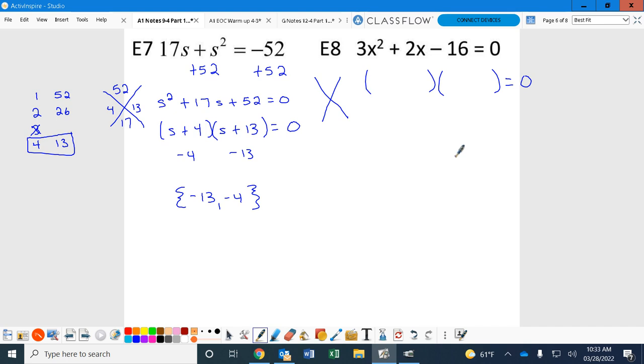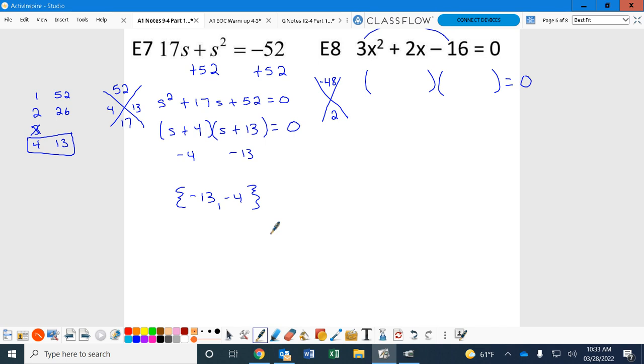What do you do to get the number that goes on top of the diamond? It's not -16. You have to multiply that 3 times that -16. Good, I heard it from about 3 of y'all. Do that on your calculator. What does that give us? -48.